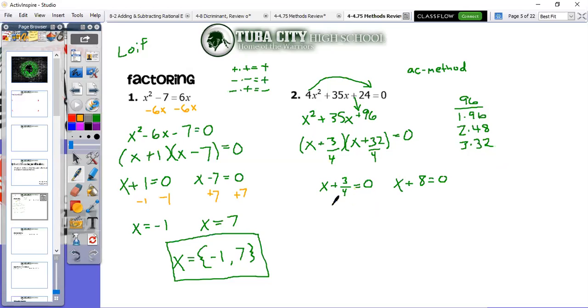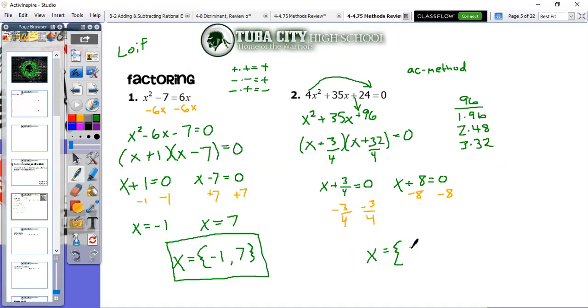All right, now we have to solve. That means to get the x by itself. So we do the inverse on both sides, and I think we're ready for our solution to be shown. So in this case, it's x equals.